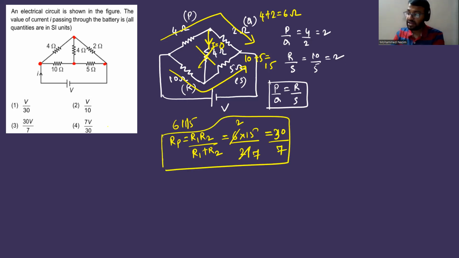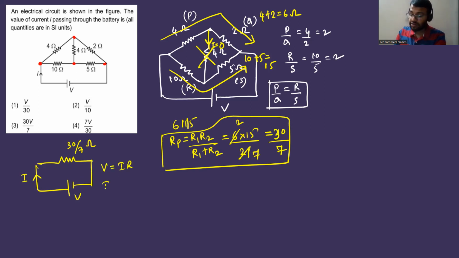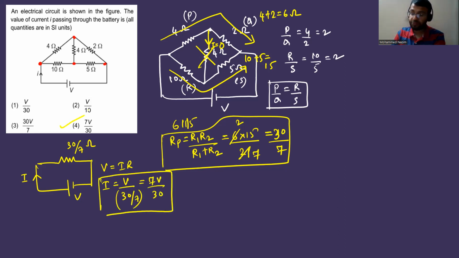Now you got an equivalent resistance. So I can replace the entire system by a single resistor of 30 by 7 ohms and then a battery voltage of V connected across this 30 by 7 ohms. Now we can easily find the current. He's asking us the current. So you can apply the simple Ohm's law, V equal to I into R. So current flowing will be the total voltage by the total resistance, which is 30 by 7. So this will come out to be 7V divided by 30. Option number 4.